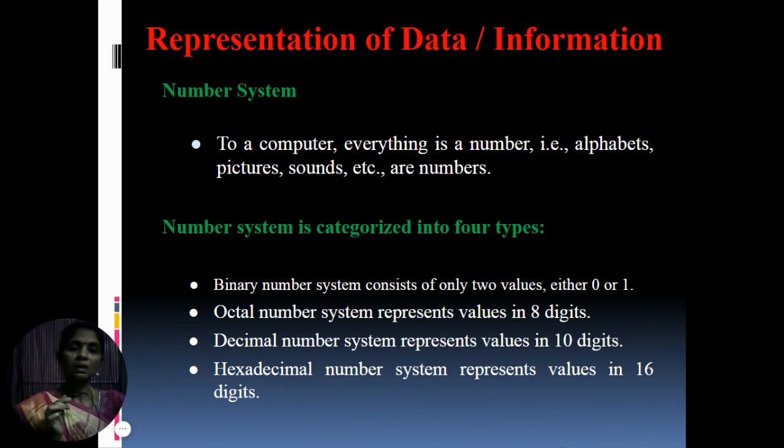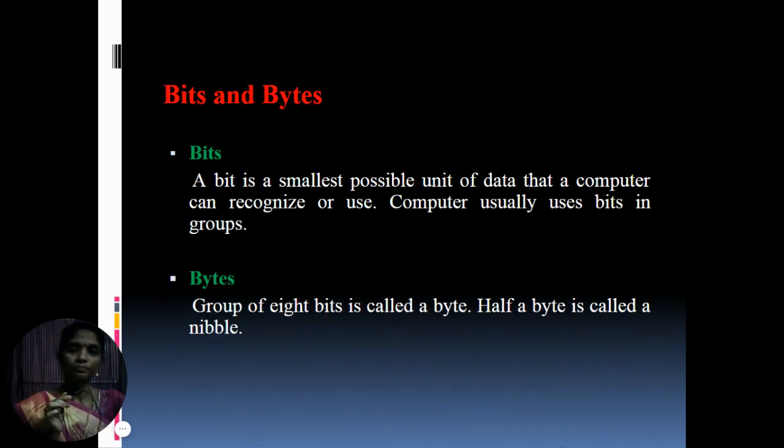The binary number system consists of only two values, either 0 or 1. The octal number system represents values in 8 digits. Next, the decimal number system represents values in 10 digits, that is 0 to 9. The hexadecimal number system represents values in 16 digits, 0 to 9 and A to F.